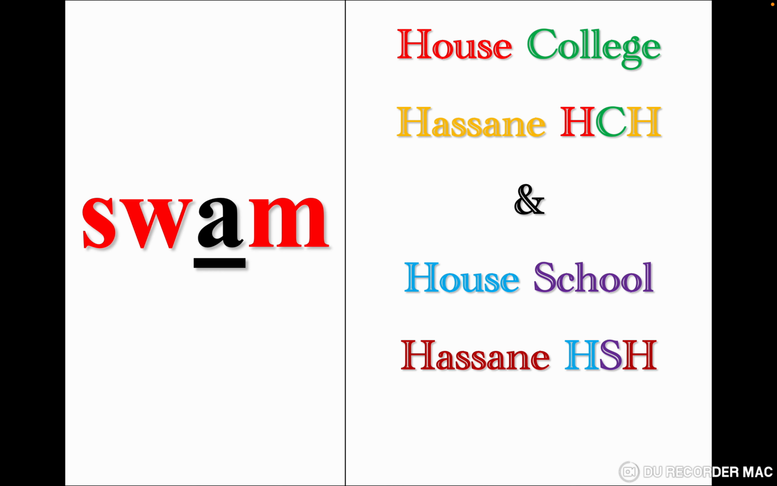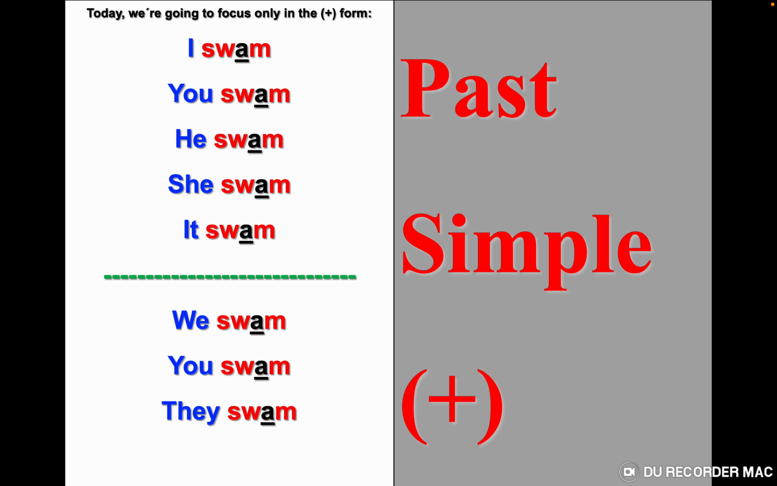Swim. We are going to change I to A, but we don't pronounce it A. We pronounce it like this, swam. I swam. You swam. He swam. She swam. It swam. We swam. You swam. They swam.